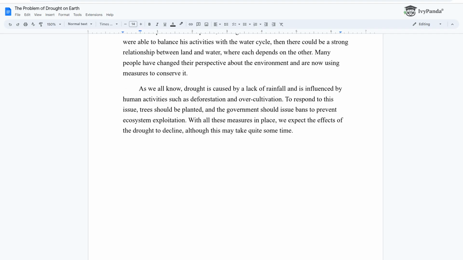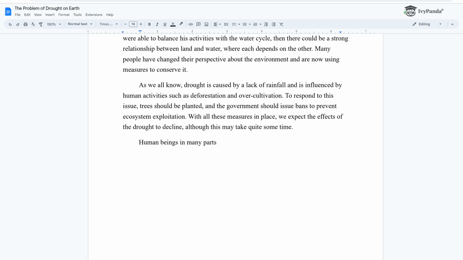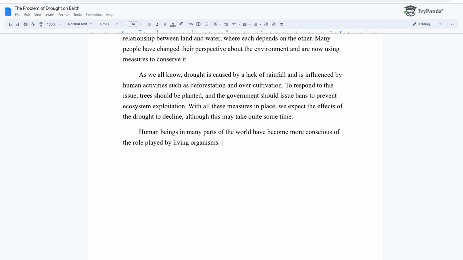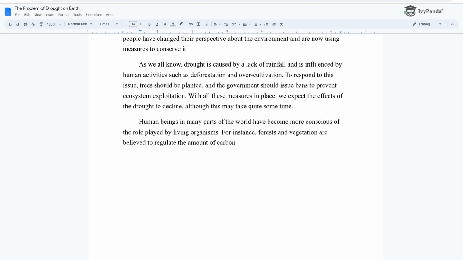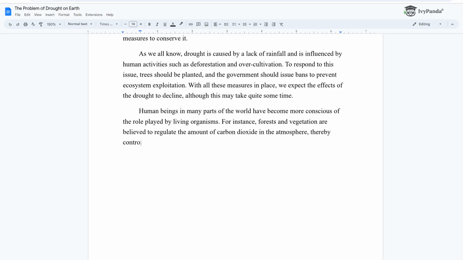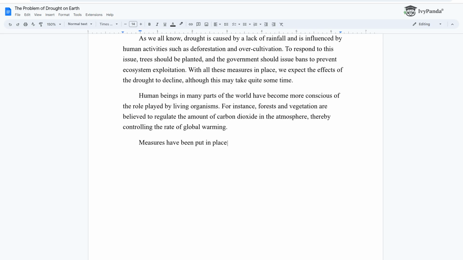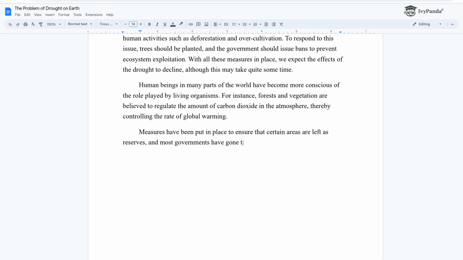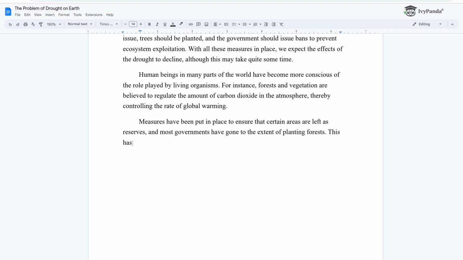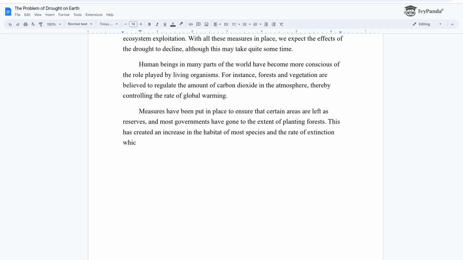Human beings in many parts of the world have become more conscious of the role played by living organisms. For instance, forests and vegetation are believed to regulate the amount of carbon dioxide in the atmosphere, thereby controlling the rate of global warming. Measures have been put in place to ensure that certain areas are left as reserves, and most governments have gone to the extent of planting forests. This has created an increase in the habitat of most species, and the rate of extinction, which has increased significantly, is expected to go down.